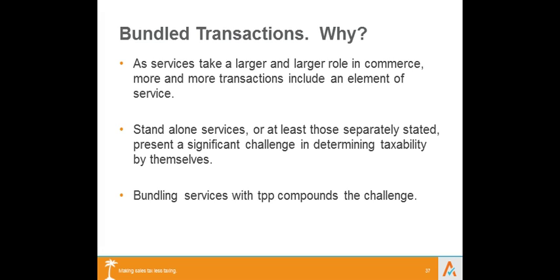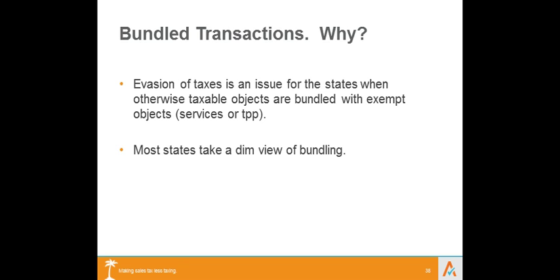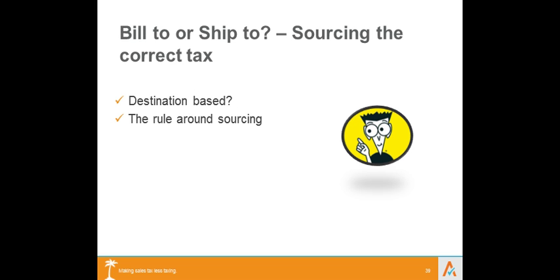But as services take on a larger role in our commerce, more transactions include an element of a service. And standalone services, as they're separately stated, present some challenges. Again, different states have different opinions on this, but with bundling you can complicate this even more so. When you add TPP to the mix or a variety of services, it definitely creates some challenges. The state's issue is they want to make sure that they understand what you're selling and they get every dime in tax that's due them. When you're bundling transactions, it makes it a little bit more difficult to understand the implications of what you're selling.